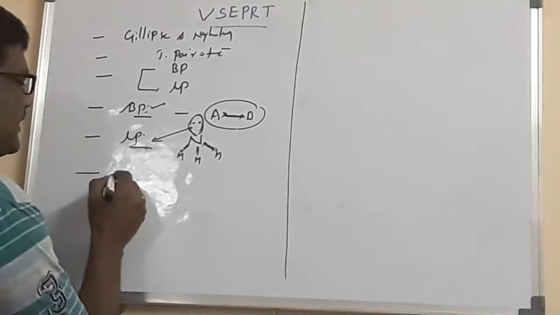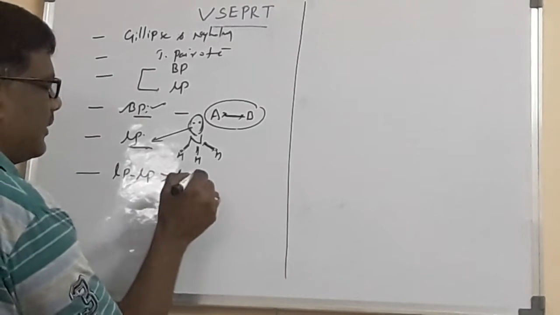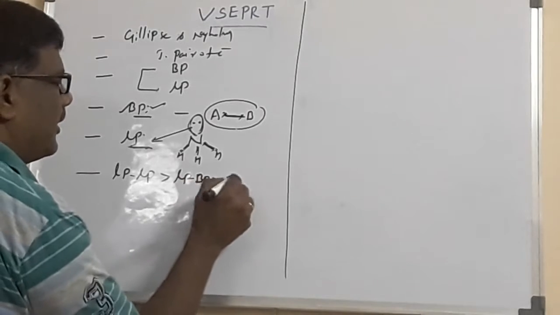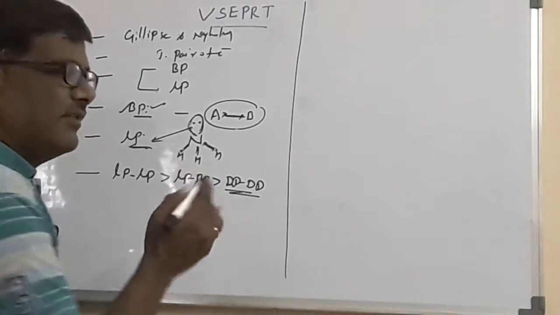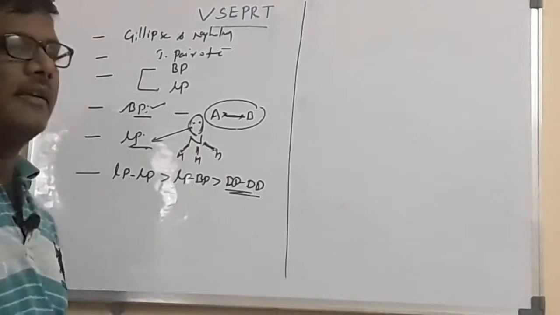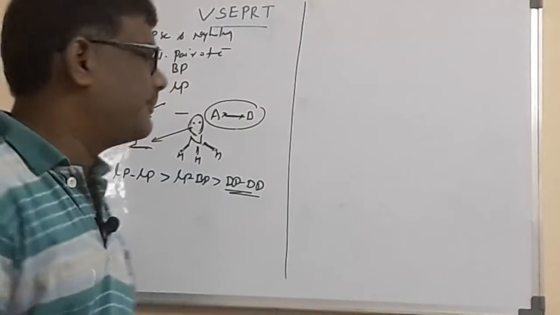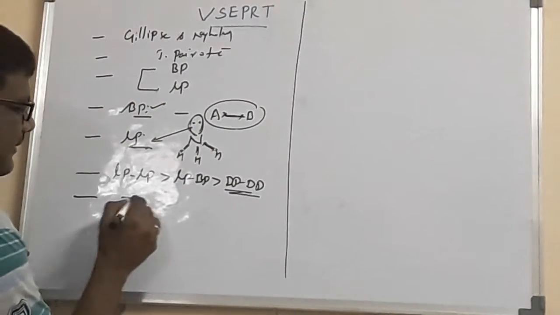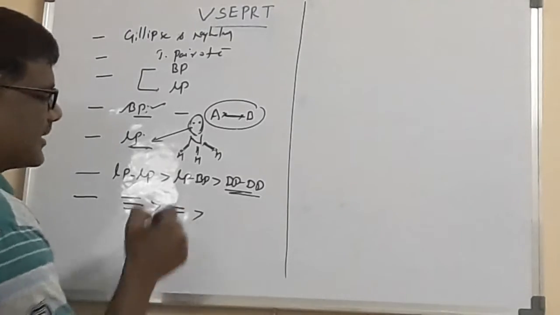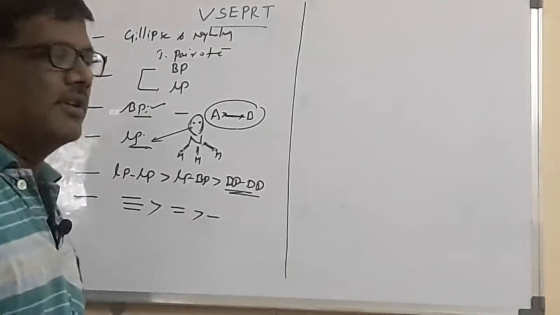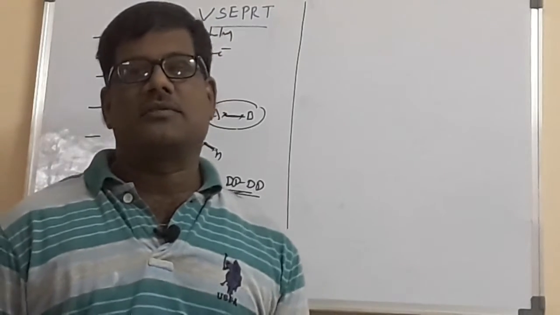The order of the repulsion between the electrons: lone pair-lone pair repulsion is greater than lone pair-bond pair repulsion, which is greater than bond pair-bond pair repulsion. When there are only bond pairs, repulsion will be less. As lone pairs increase, repulsion increases, and distortion in the molecule takes place. Last and final one: a triple bond causes more repulsion than a double bond, and a double bond causes more repulsion than a single bond. So these are the features of the VSEPR theory, the valency shell electron pair repulsion theory.